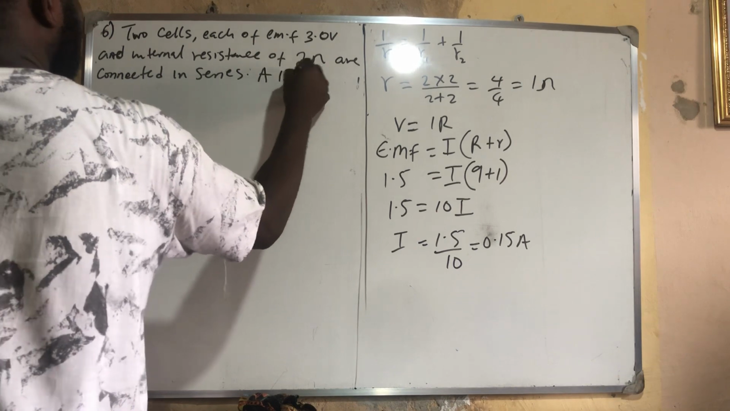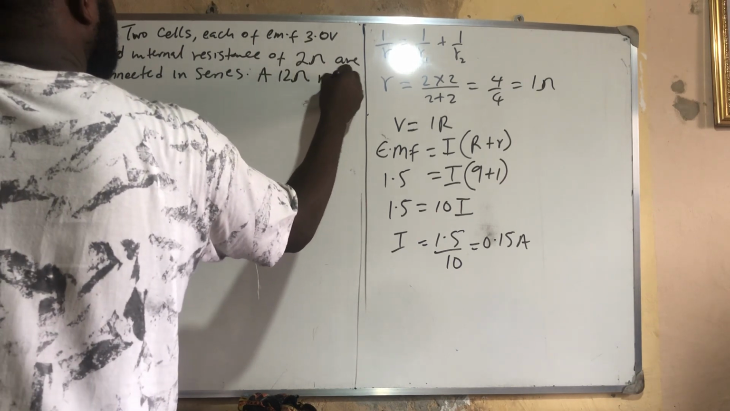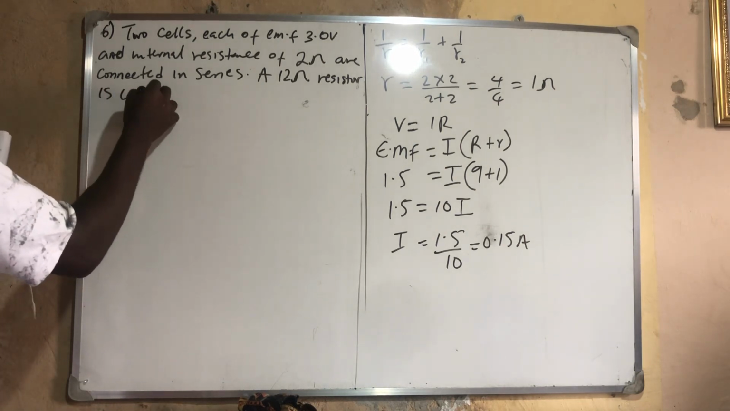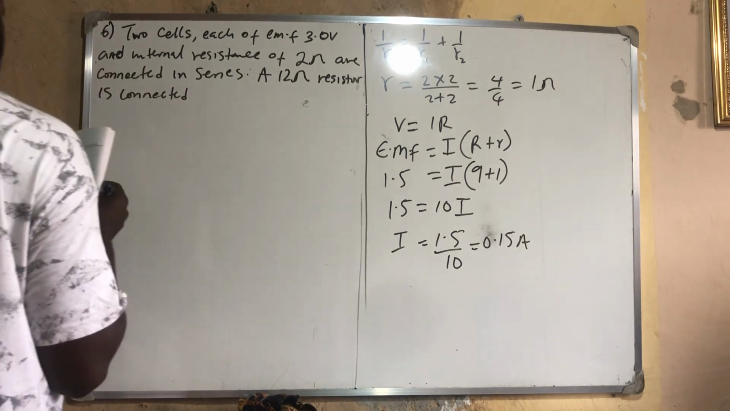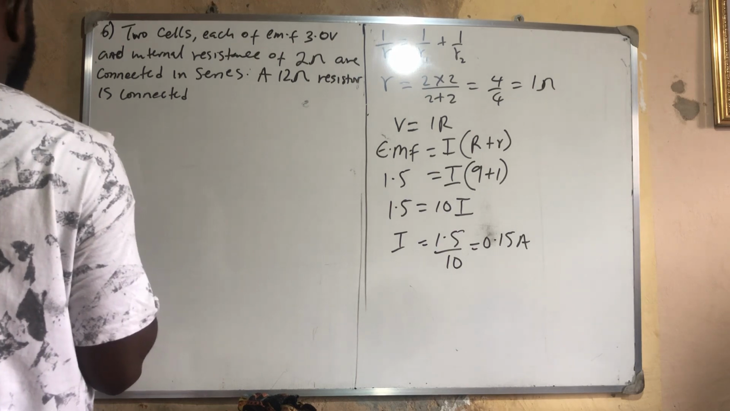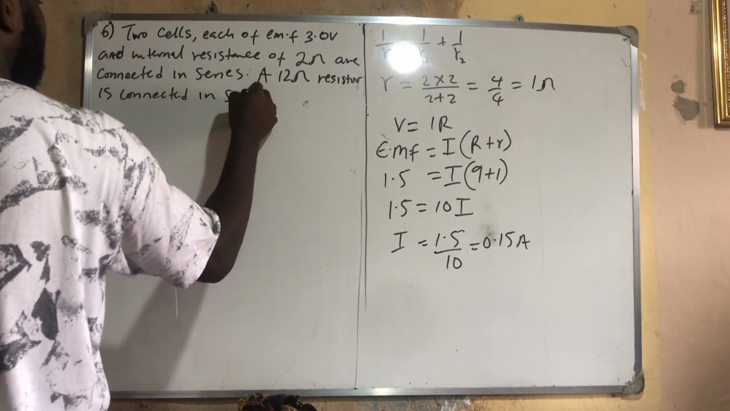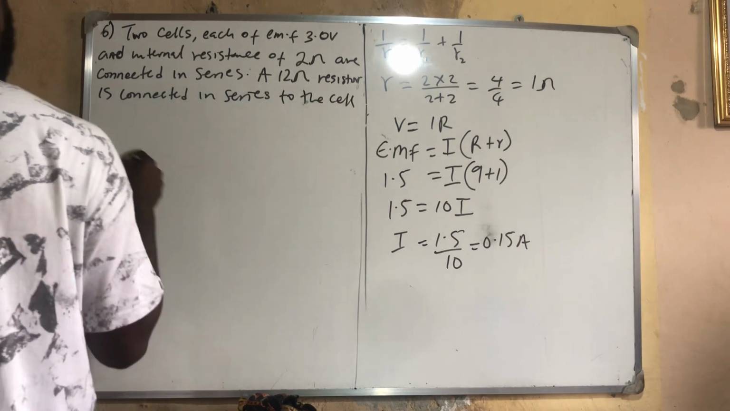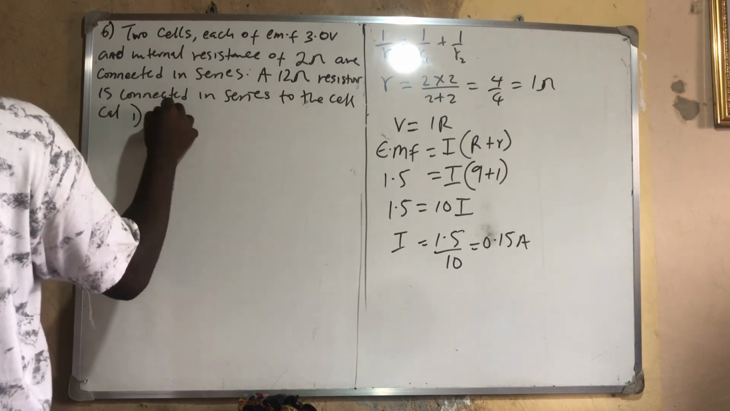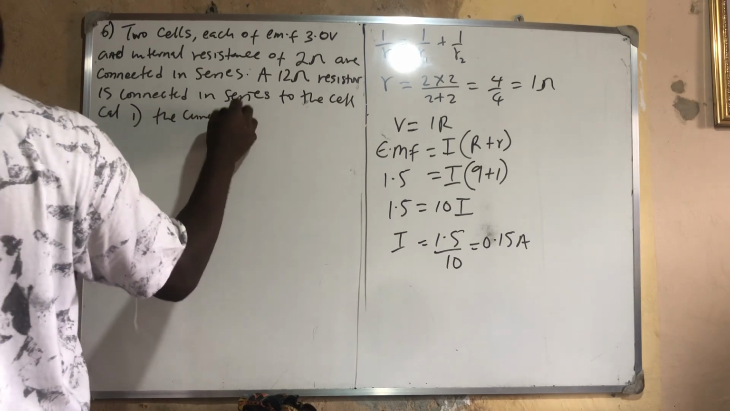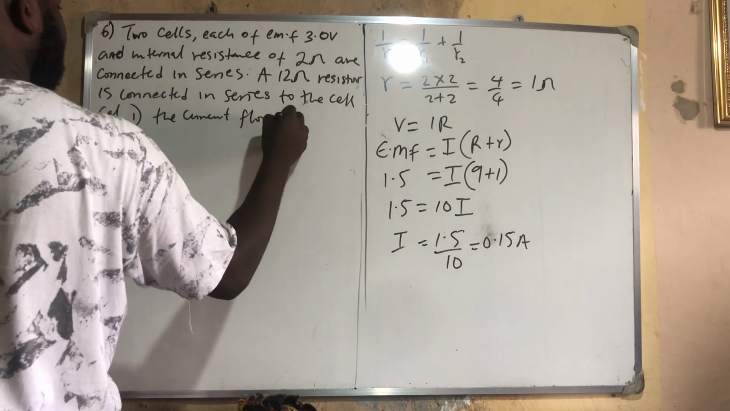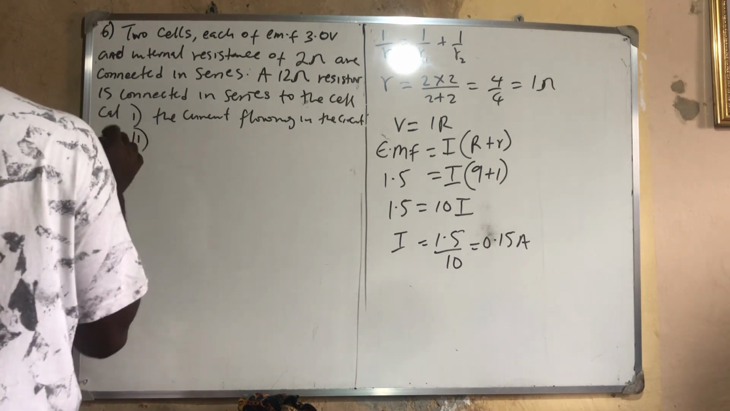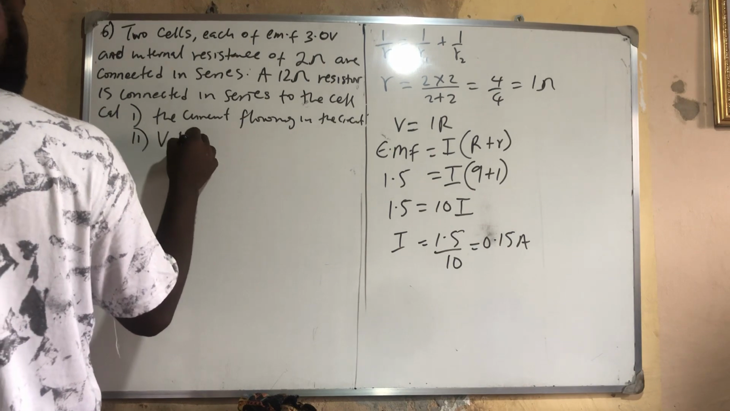Then a 12 ohm resistor is connected. It is connected in series to the cell. They now say calculate I, the current flowing in the circuit. They say the voltage drop.